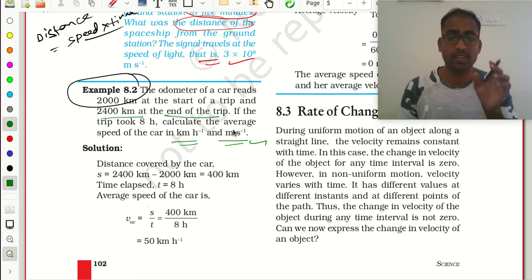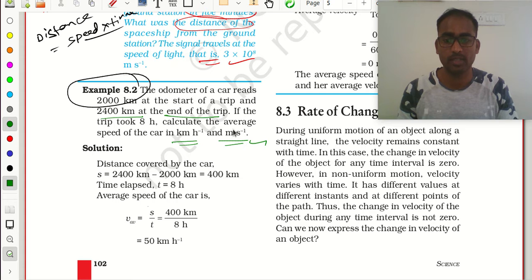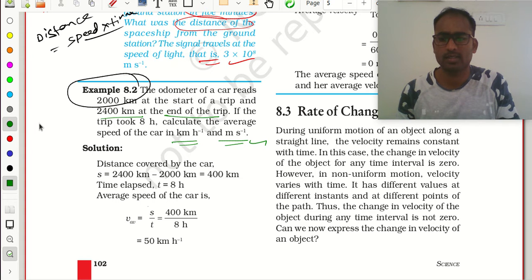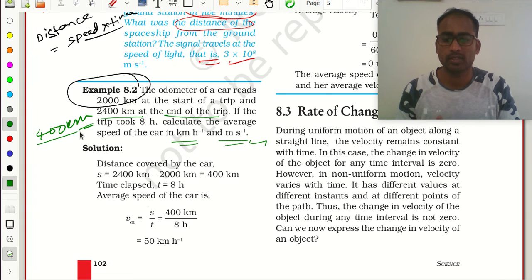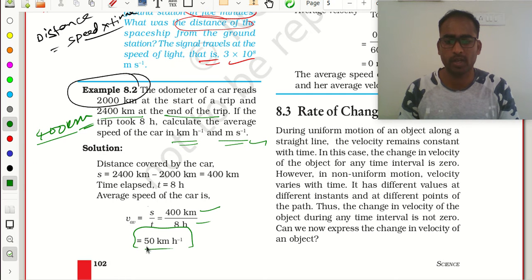See, then how many kilometers of distance did he travel? 400 kilometers. How much time did he take? 8 hours. So speed is equal to distance by time. Distance is 400 kilometers, 8 hours. So 50 kilometer per hour.